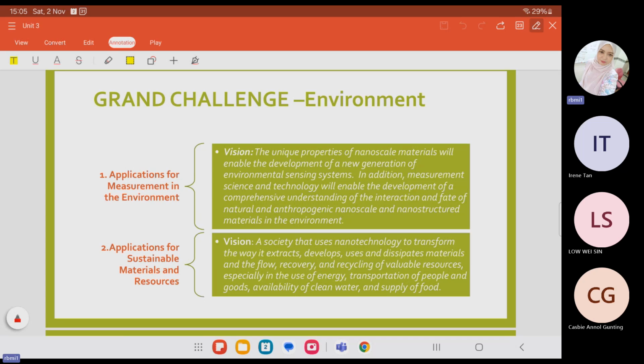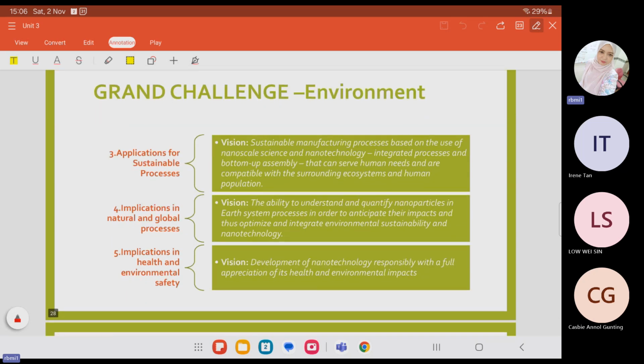For number two, the applications for sustainable materials and resources. We want to improve manufacturing methods, for example for better food production. Develop uses and dissipation of materials for the flow, recovery, and recycling of renewable resources. And we have another three challenges here. Number three, the applications for sustainable processes, mainly in energy systems, for example nutrition and large-scale infrastructure fabrication.